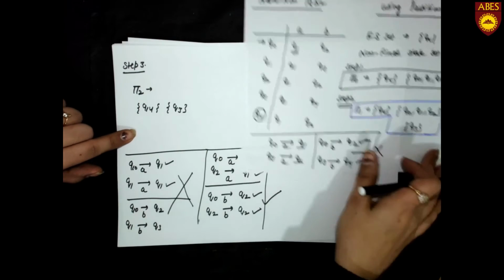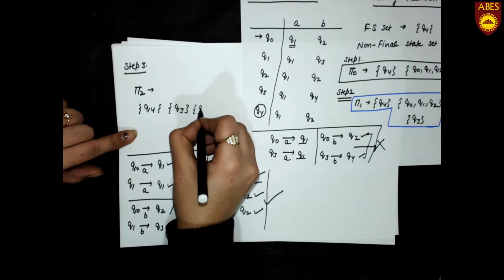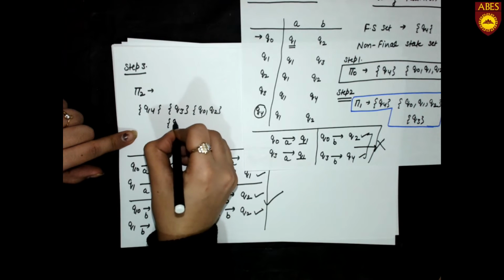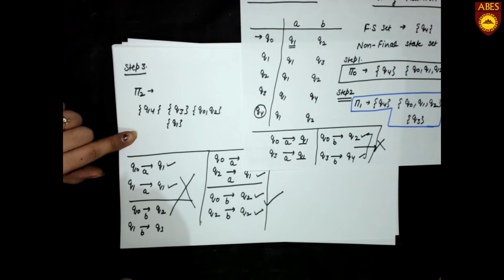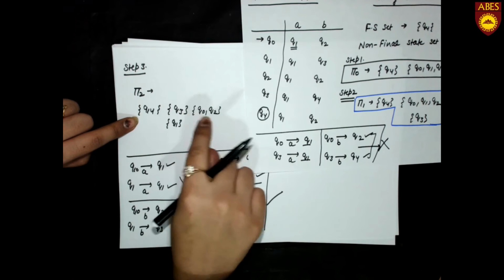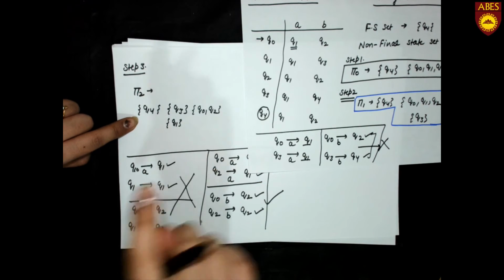So fine. Now we will group Q0, Q2 together, and Q1 as another set. So now we have sets Q4, Q3, Q0-Q2 and Q1.